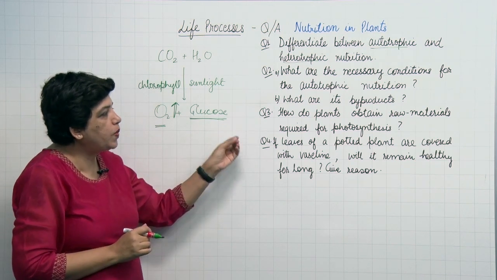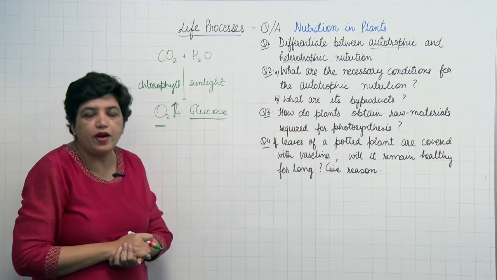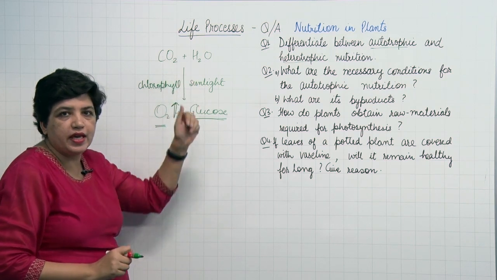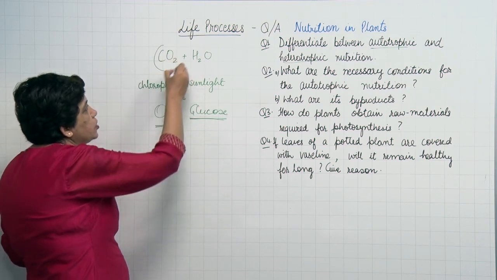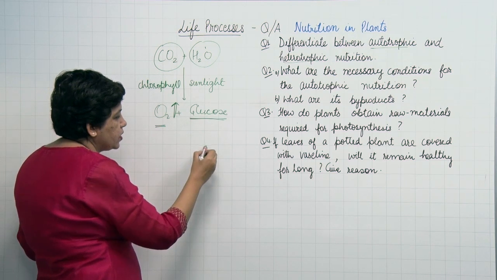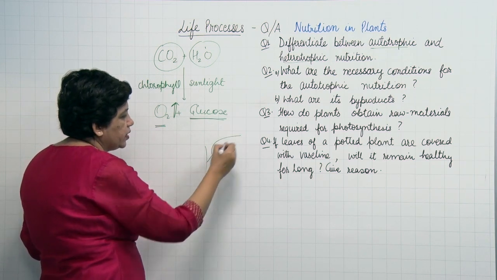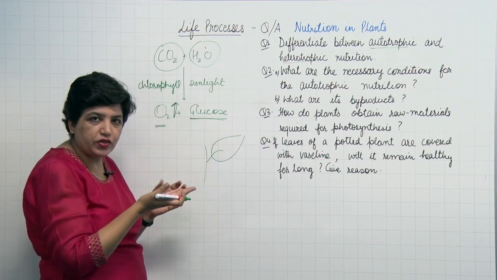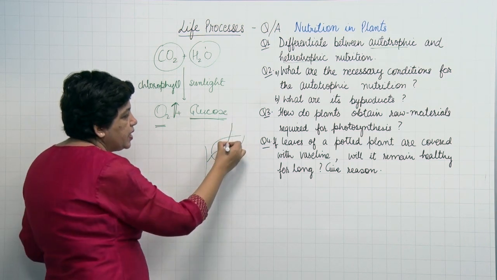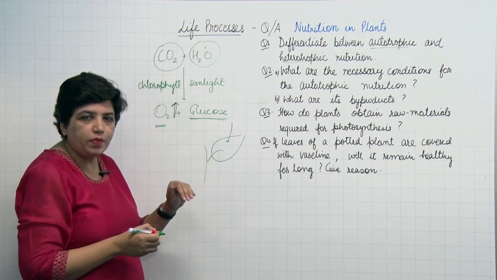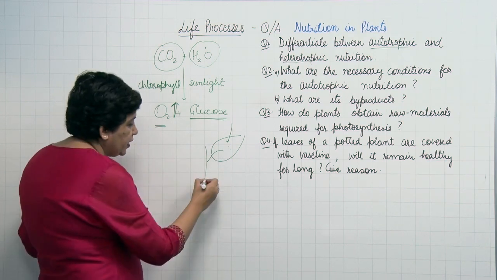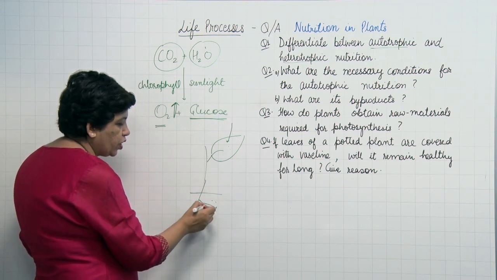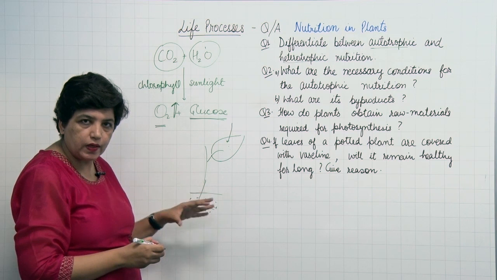Third, how do plants obtain raw material required for photosynthesis? Now I just told you plants need carbon dioxide and water. So how do they obtain these two raw materials? Basically, on the underside of the leaves there are tiny pores called stomata. So carbon dioxide is absorbed from the air through stomata. Then there are roots, tiny roots here, and water molecules are present in the soil.